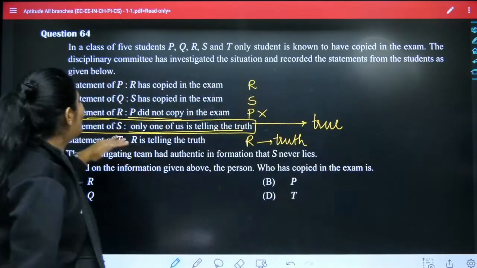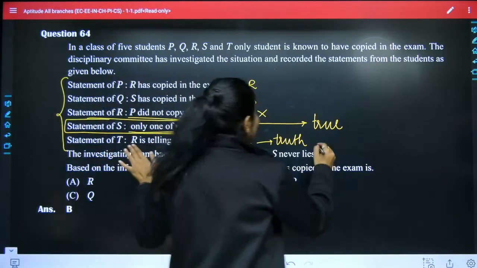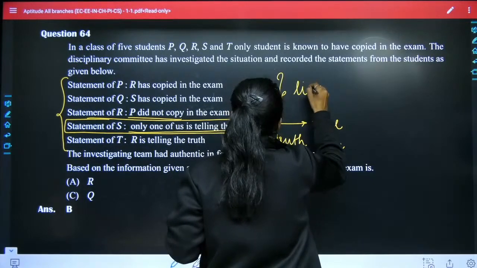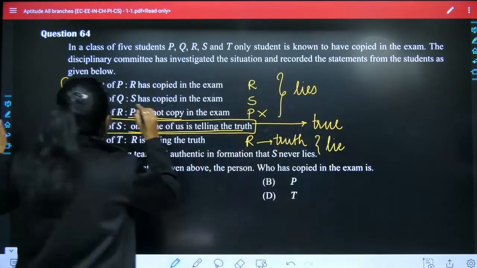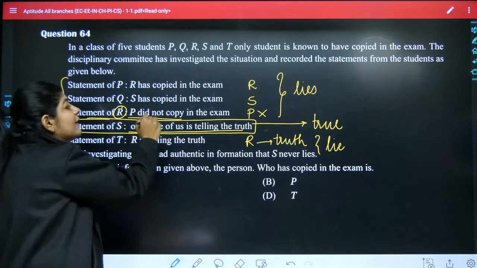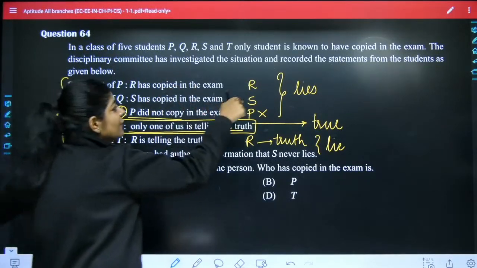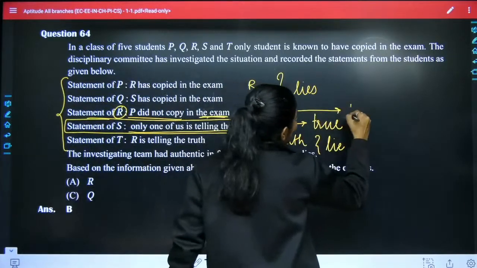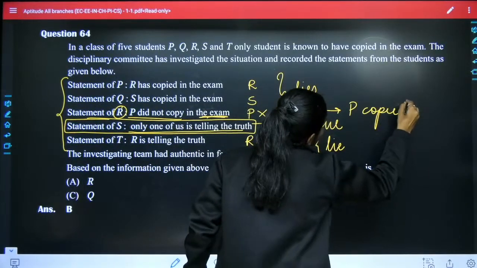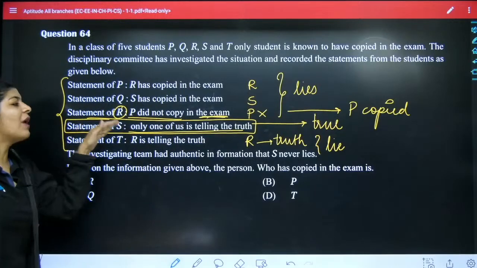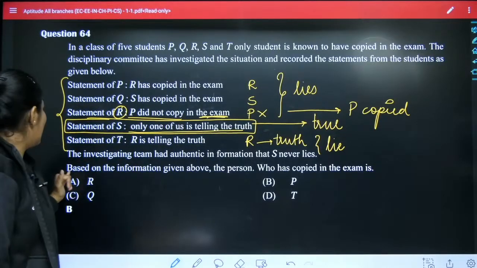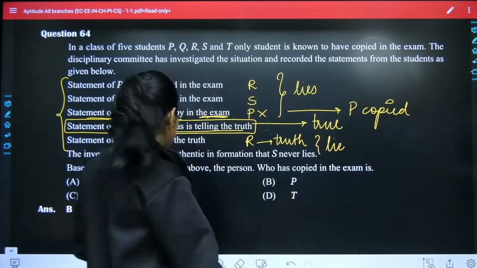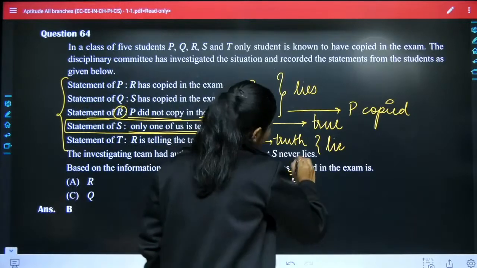If the statement of S is true, that means T is telling a lie, and all these three are also telling lies. If R is telling a lie and he is saying that P did not copy, that means P copied. From the statement of R, we can say P copied. Now what is asked? Based on the information given above, the person who has copied in the exam is option number B. Option number B is correct.